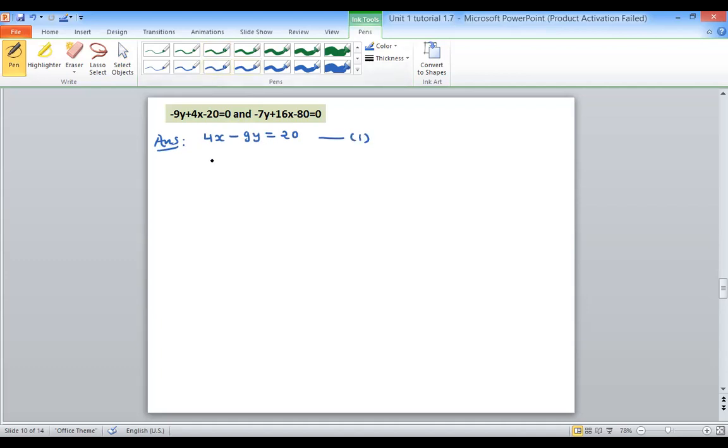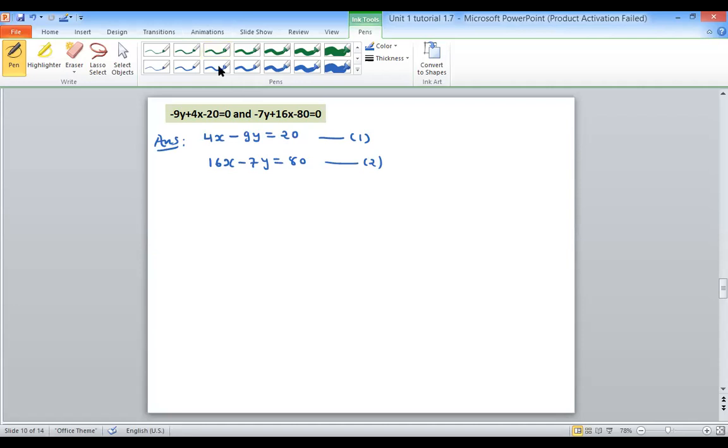And the second equation is 16x minus 7y is equal to 18. This is my number 2. I want to eliminate one variable. For that I'm making... (in Gujarati, a student says: if we multiply by 4, 16x will cancel and y will be 0). Okay, very good, very good.